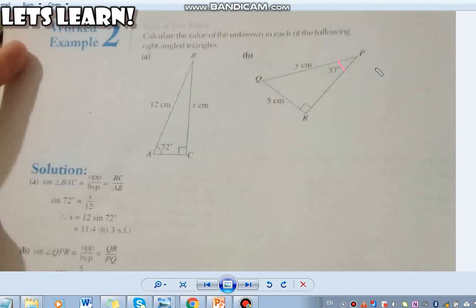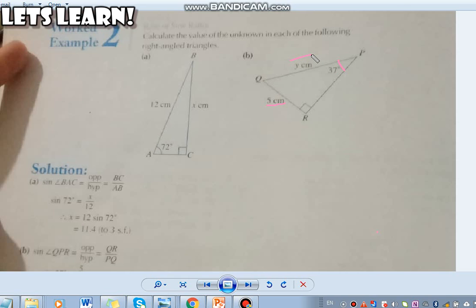In the previous video we were doing a different example. In this video I'll be continuing it for the second question. As I told you earlier, whenever we need to calculate an unknown side, we have to look for three things. The first thing is the acute angle. The second thing is the side given to you, and that's 5 centimeter over here, and the side which is unknown, that is y centimeter.